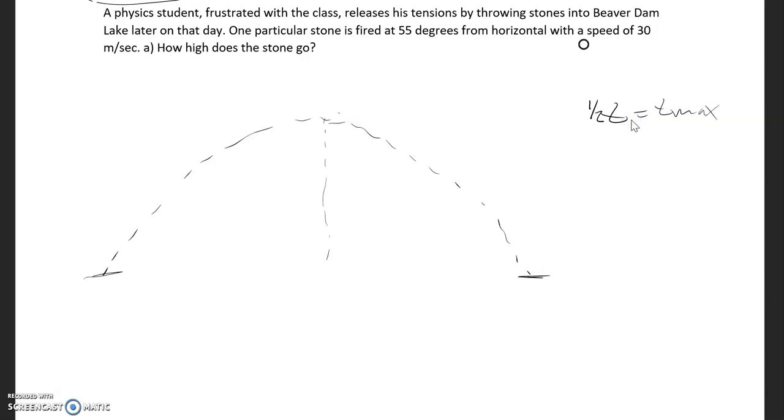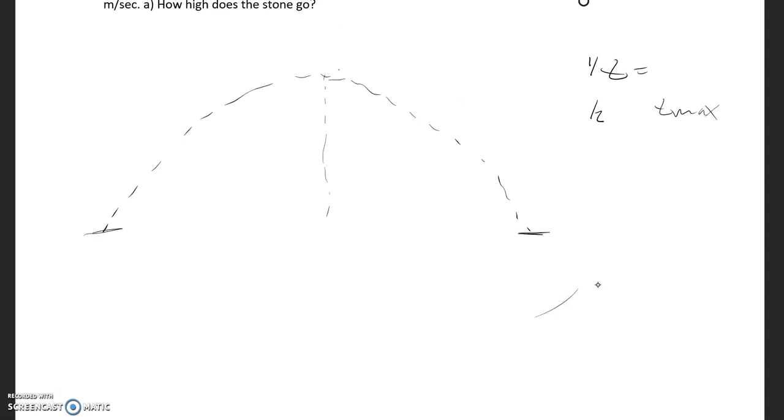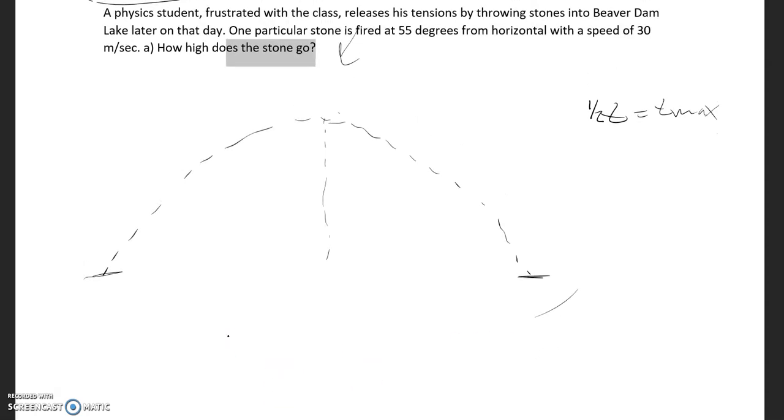So with this problem, though, we're not going to spend the time finding T max. That's way too much. We can actually just solve for this with variables that we know right at the y max part. All right, so here's what I mean. So let's start with the very beginning. In the beginning the student is throwing this at a 55-degree angle at 30 meters per second. At the very start, we have 30 meters per second fired at 55 degrees.